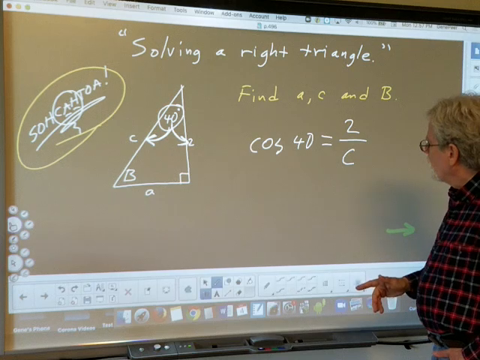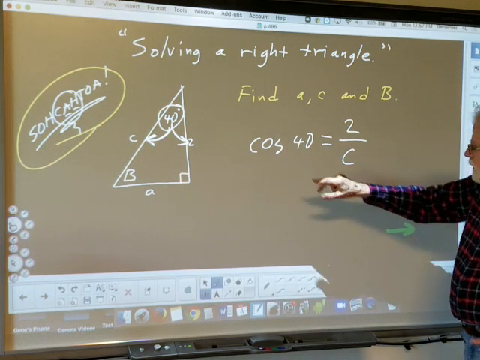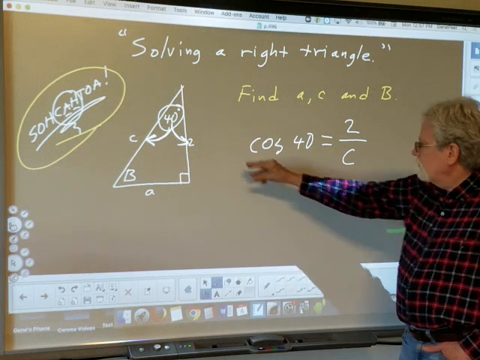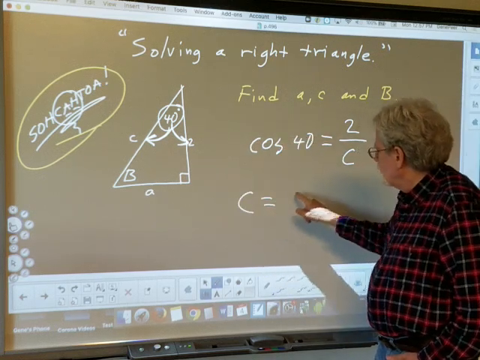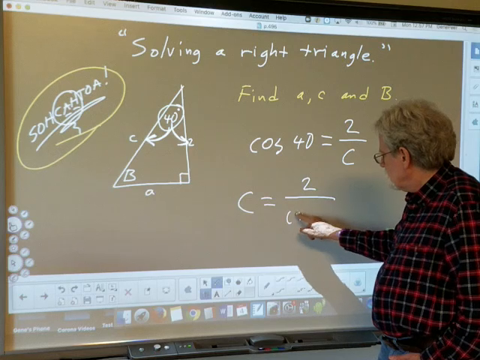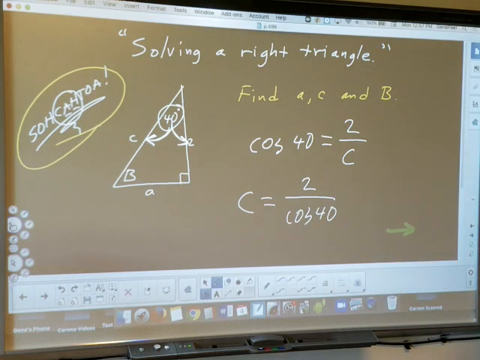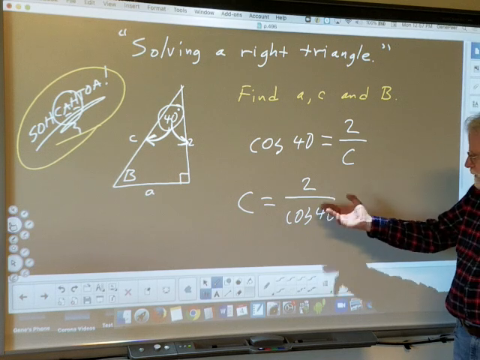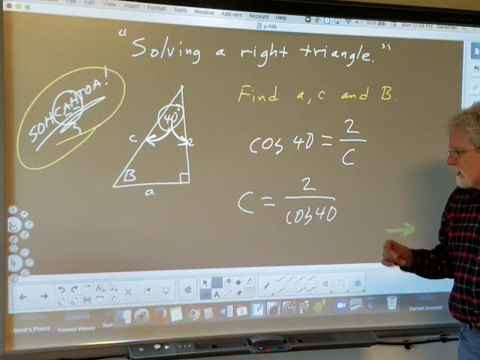I look up the cosine of 40. Let's just do a little manipulation here without bothering to change that. If I multiply by c and divide by cosine of 40, I find c equals 2 over cosine of 40. That's a little bit of basic algebra 1 type stuff to find out what c is. So then I just put in my calculator 2 divided by the cosine of 40, and bang, I get my value of c.